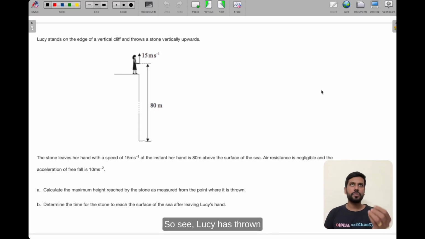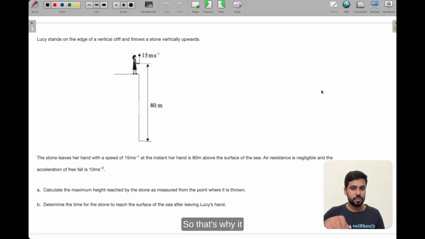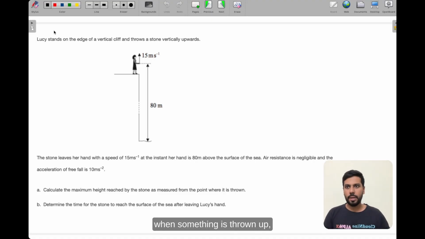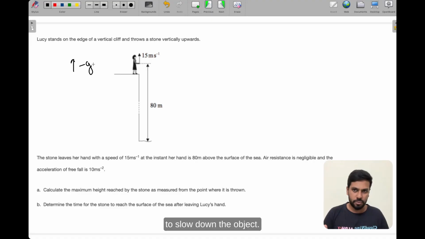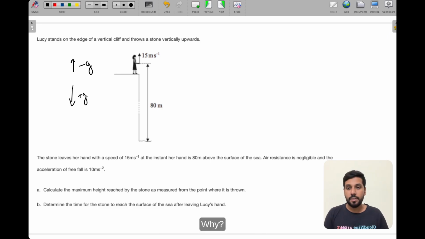See, Lucy has thrown the stone upward, right? It's going, but you know that it is slowing down because acceleration due to gravity is acting in the opposite direction, downwards. So that's why it is slowing down. You should also know that when something is thrown up, it will have a negative g value. Why? Because it is trying to slow down the object. When something is falling down, it has a positive g value. Why? Because it is speeding up the object, right?